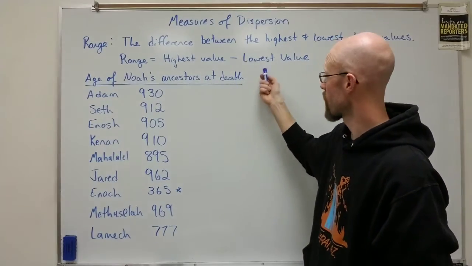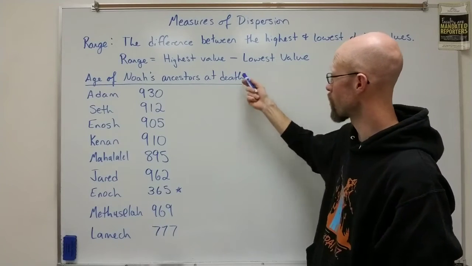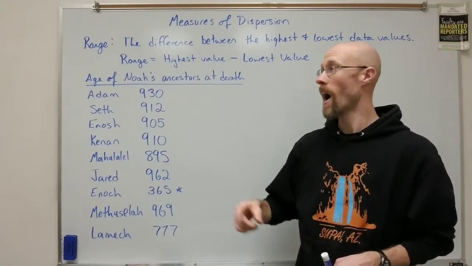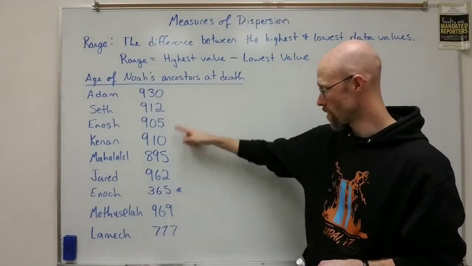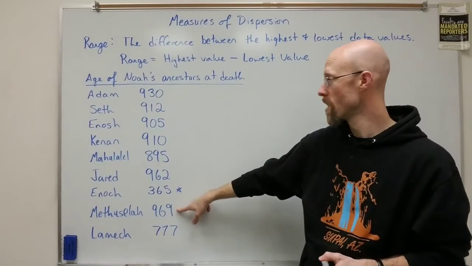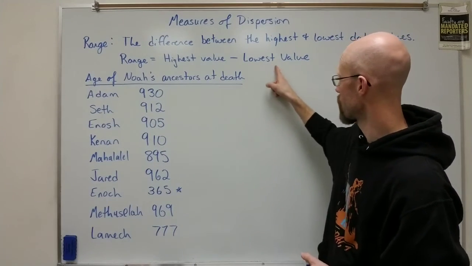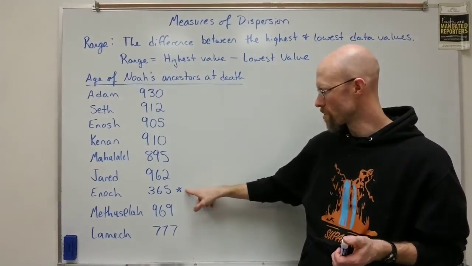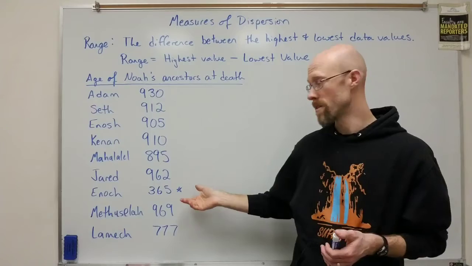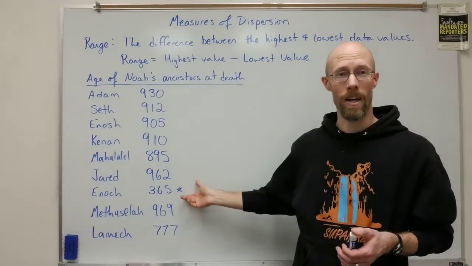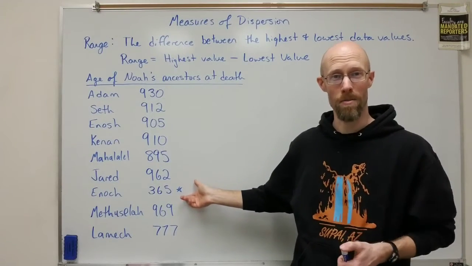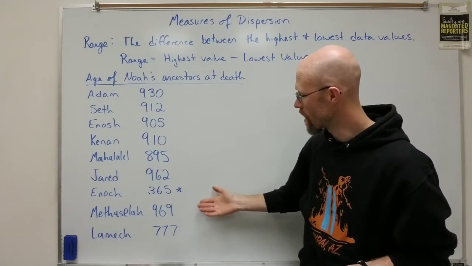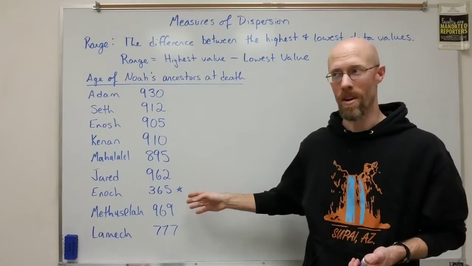We can find the range of this set of data by simply taking the highest value, which, if you look at that, is Methuselah, the oldest person, and subtracting off the lowest value, which was Enoch. What's kind of interesting, the reason I put a little star there by Enoch, is that the book of Genesis says Enoch actually didn't die. He was removed by God from the earth, so maybe he didn't actually die at 365. If he did, he would definitely be the outlier on this list, right?